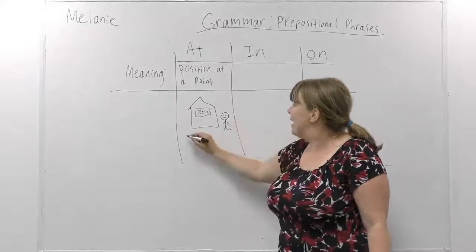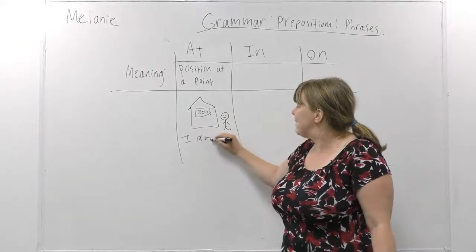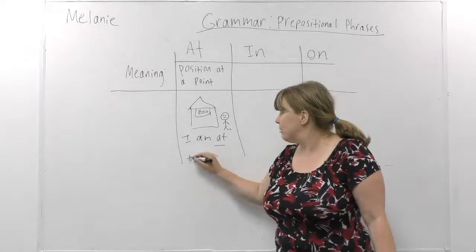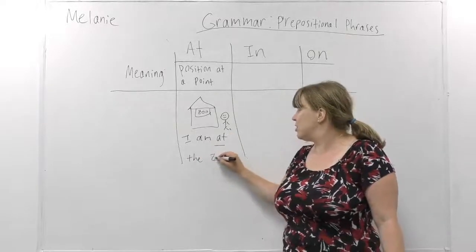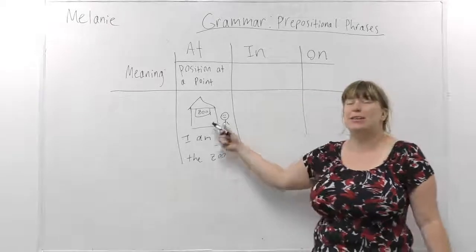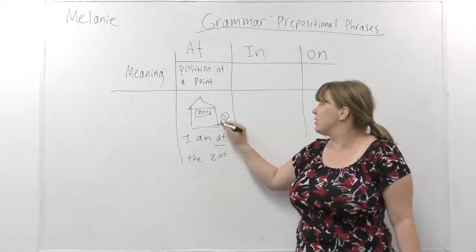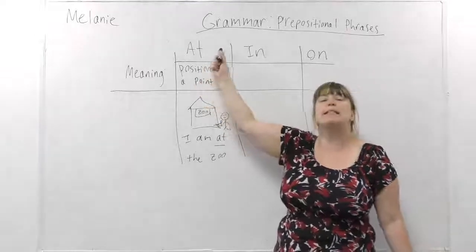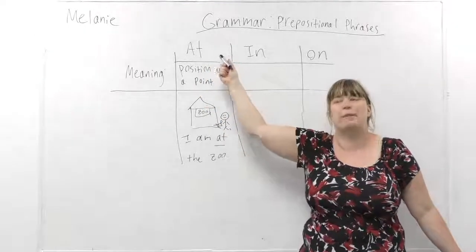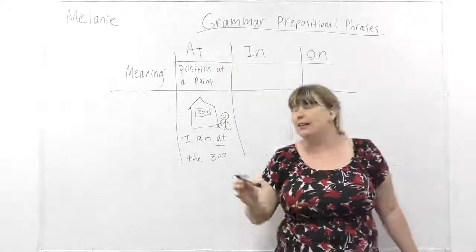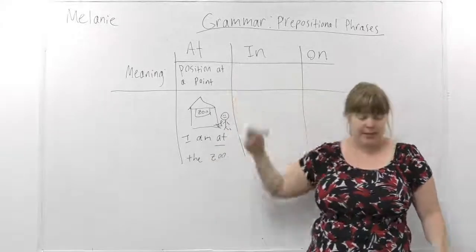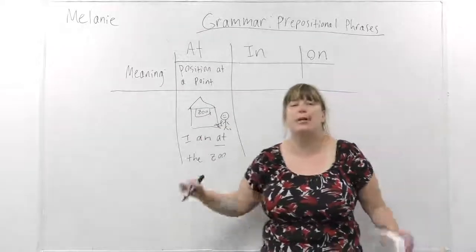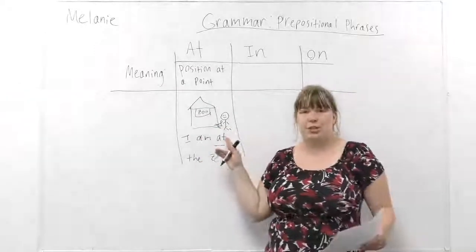So where am I? I am at the zoo. We don't say on or in the zoo. I am at the zoo. So this is the point we are at. So this is probably the most commonly used preposition, I think. This one is used very often. So it's usually used when we're talking about locations, when we're at a location.